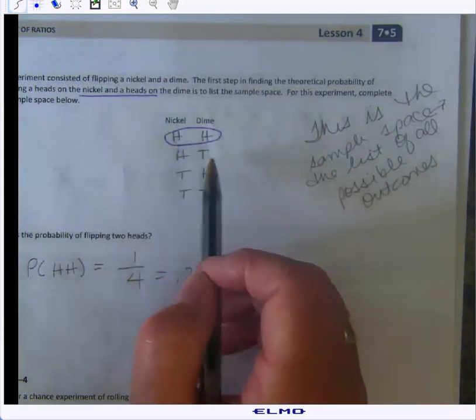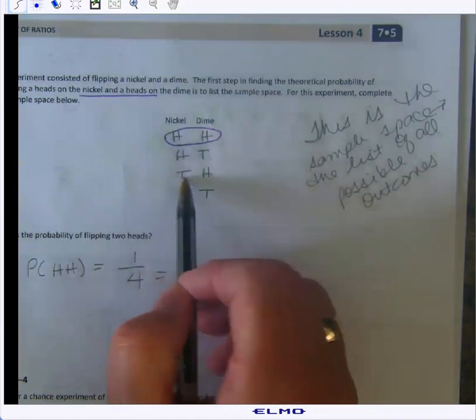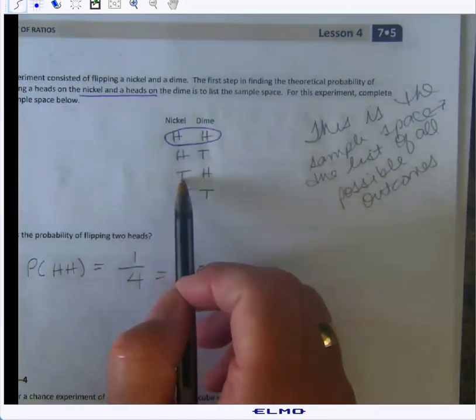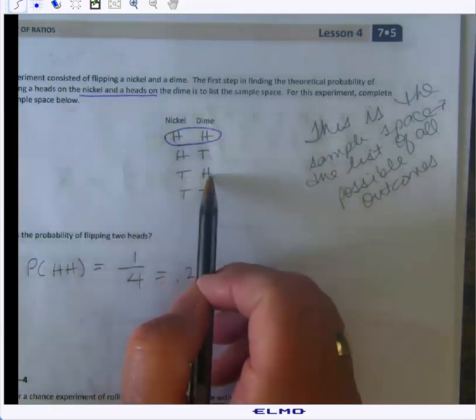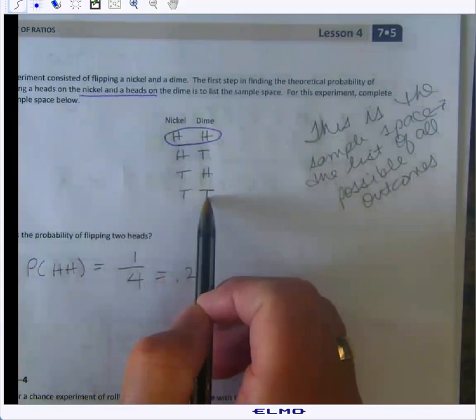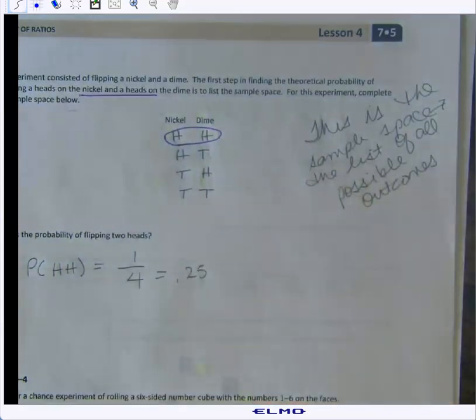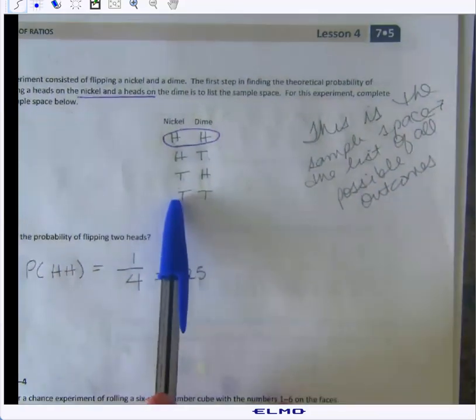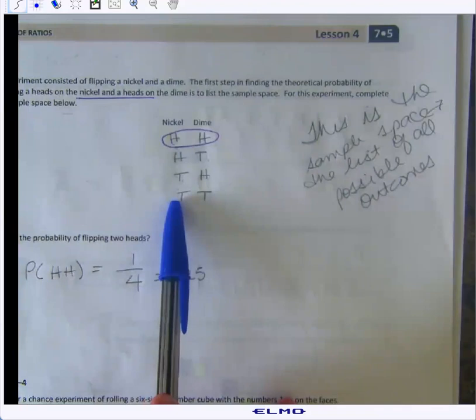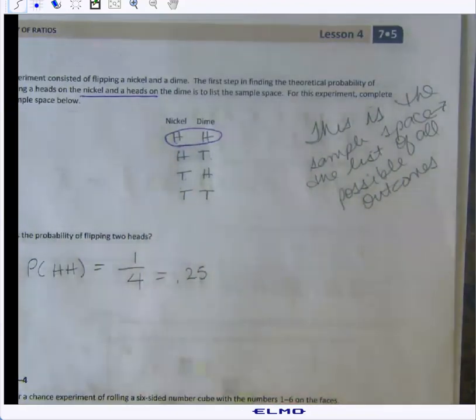There's no other possibilities. Now we switch to the nickel landing on tails, and we say, if the nickel lands on tails, what could happen to the dime? Well, it could land on either heads or tails. So hopefully you can see there are only 4 ways for these two coins to land. So this is our sample space right here. It is the list of all possible outcomes for these two coins to land.